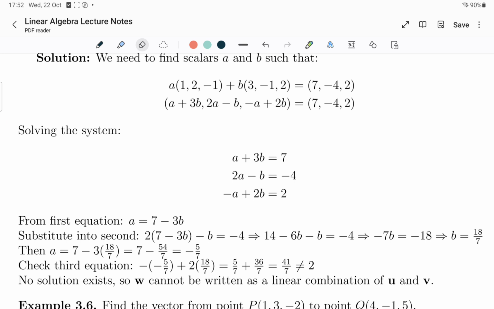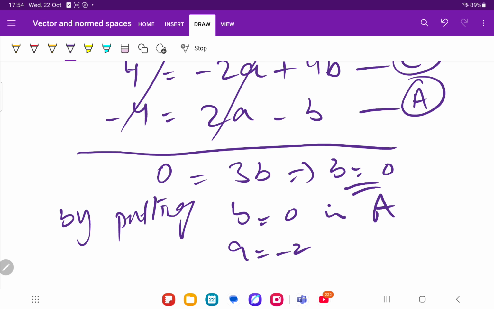From the first equation we got a equals 7 minus 3b. Substituting into the second equation, by putting b is equal to 0 in equation A, we are getting a is equal to minus 2.